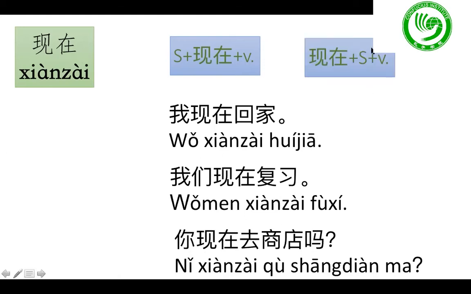can be used before the subject as well, remember? So it could be either after the subject or before the subject. It doesn't matter. So what are we doing 现在? We can say 我们现在学习汉语。很好。The second one is 点. This is very important. So 点 means o'clock.